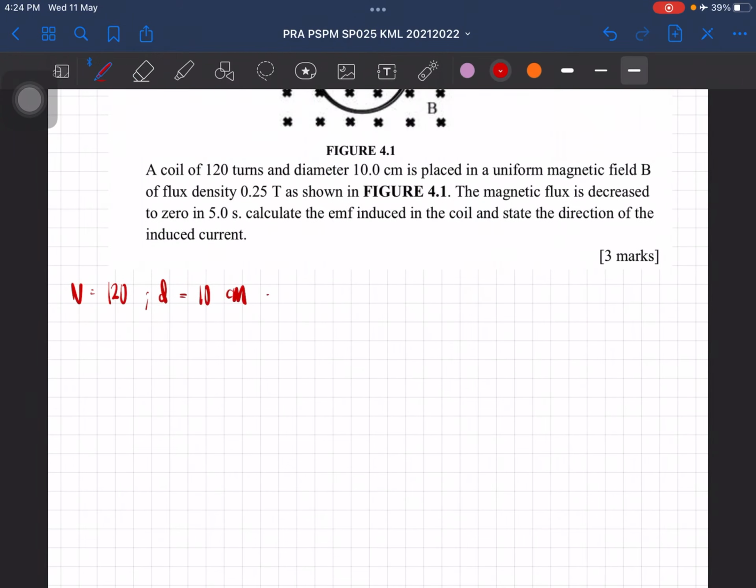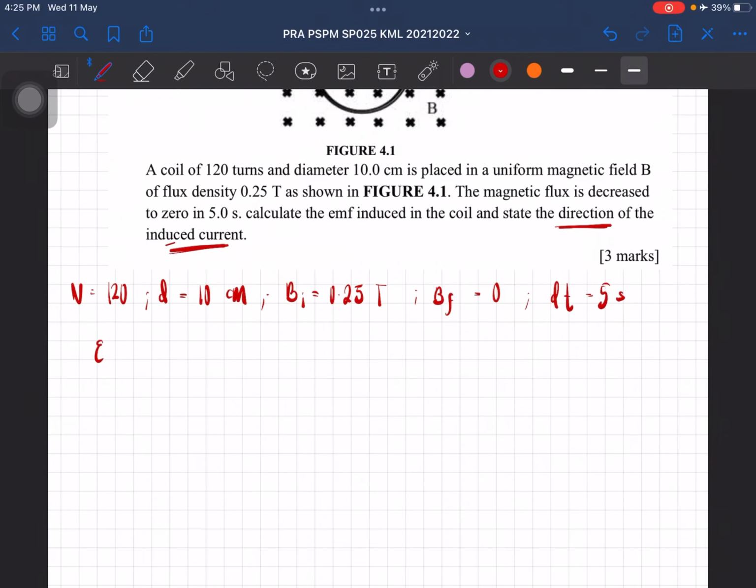And then we have the magnetic field, which is 0.25 Tesla. And then the magnetic flux is decreased to 0. So this is the initial, and we have the final magnetic field, which is 0, within how many seconds? Within 5 seconds. So we have to calculate the induced EMF in the coil and state the direction of the induced current.